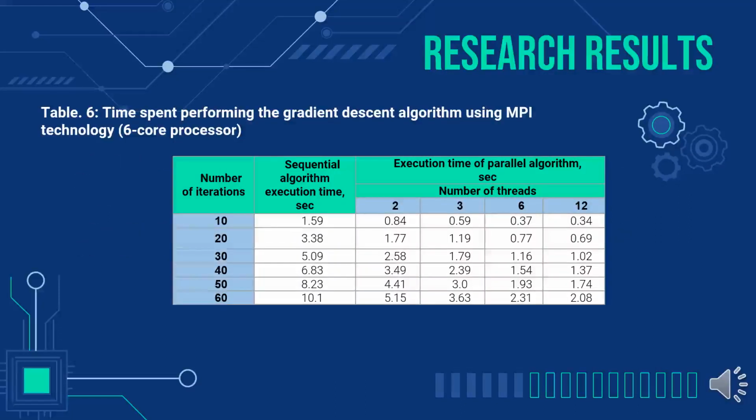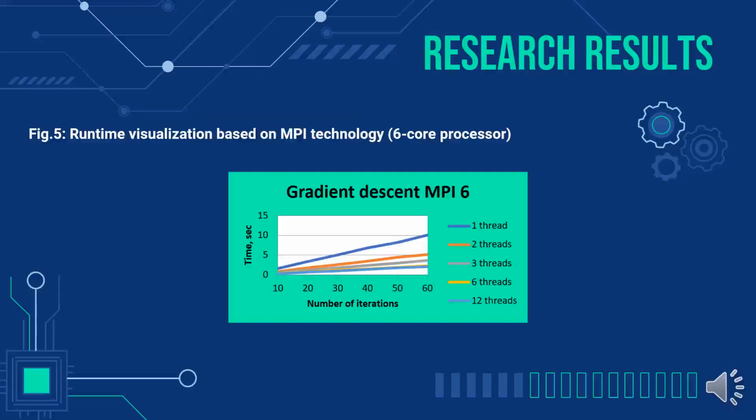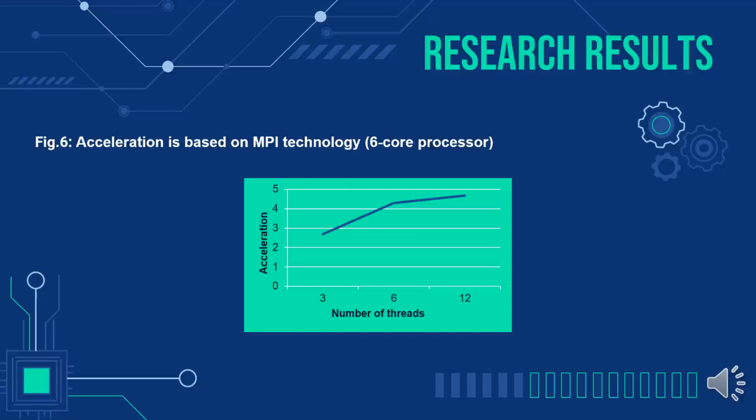Table 6. Time spent performing the gradient descent algorithm using MPI technology, 6-core processor. Table 7. Efficiency and acceleration based on MPI technology, 6-core processor. Figure 5. Runtime visualization based on MPI technology, 6-core processor. Figure 6. Acceleration based on MPI technology, 6-core processor.